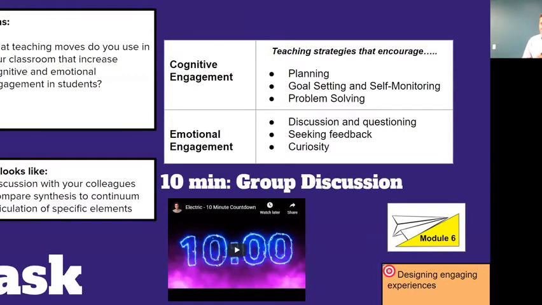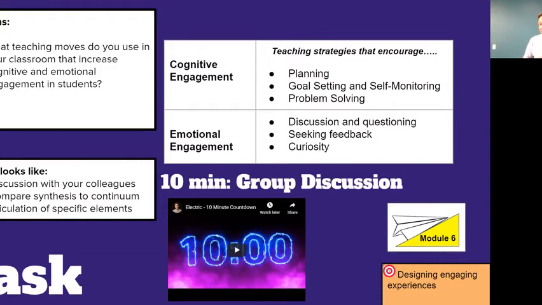So the next thing we want you to do is get together with some of your colleagues and start to think about what are some of our most effective strategies when we think about increasing cognitive and emotional engagement in our scholars. We're going to take about 10 minutes to start to talk specifically about what are some of your strategies that you use to get students planning, goal setting and self-monitoring, problem solving. How do you get them discussing and questioning?